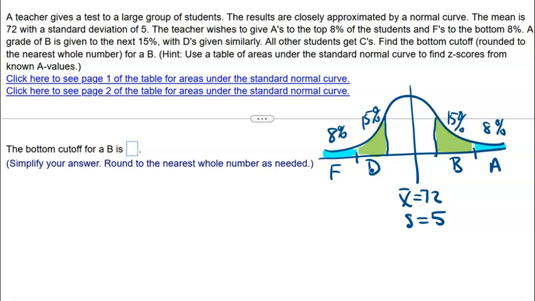All right. She wants to know what this X value is right here. The bottom cutoff for a B. Not the bottom cutoff for an A, which would be right here, or the bottom cutoff for a D, which would be right here, or the bottom cutoff for a C, which would be right here. We want to know the bottom cutoff for a B. How in the world are we going to do this?